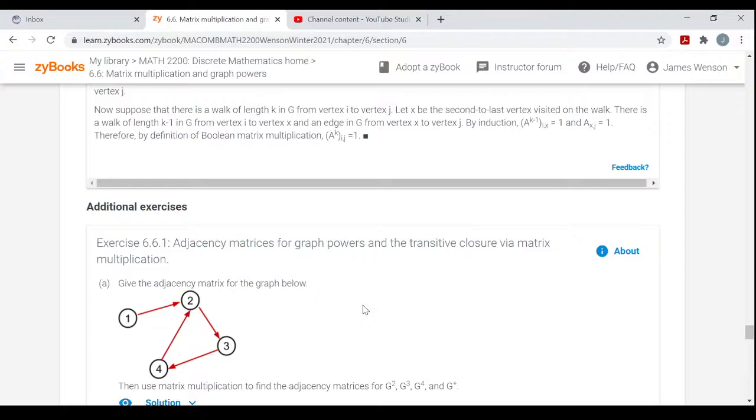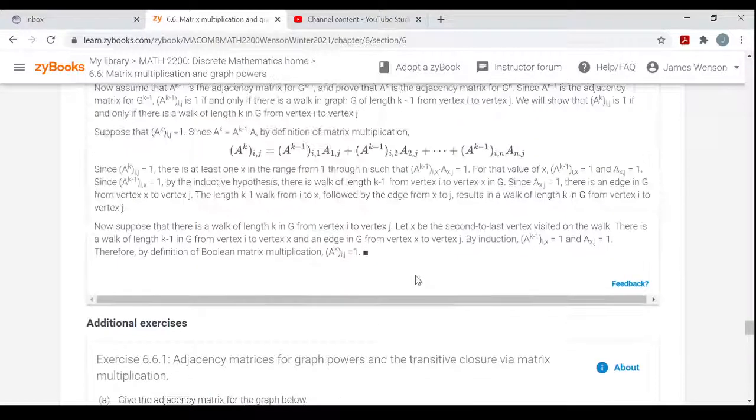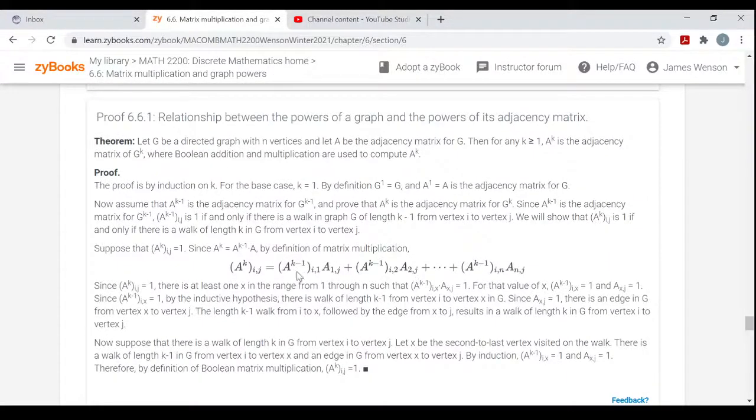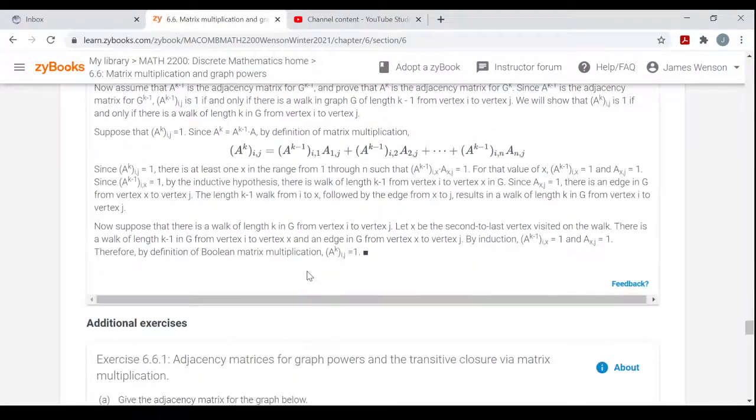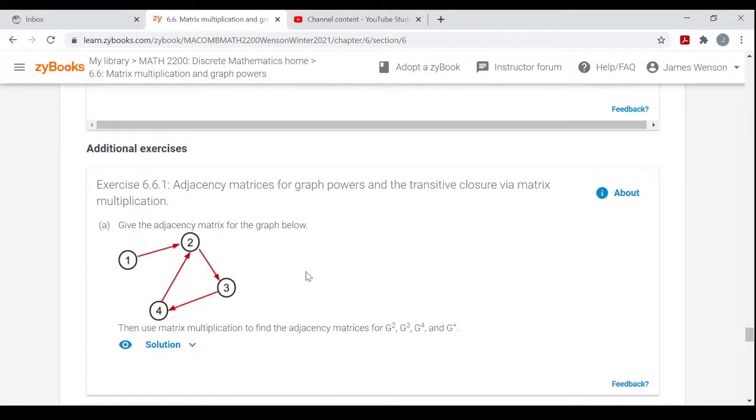All right. So of course, if you have any questions, please let me know. Unless it's on induction. If you're reading through this induction proof and you're not getting it, don't worry about it. Save your questions on mathematical induction until we actually cover it, which will be, like I said, I think in Chapter 8. But other than that, if you have any questions on matrix multiplication, matrix addition, transitive closure, graph powers, any of that stuff, let me know.